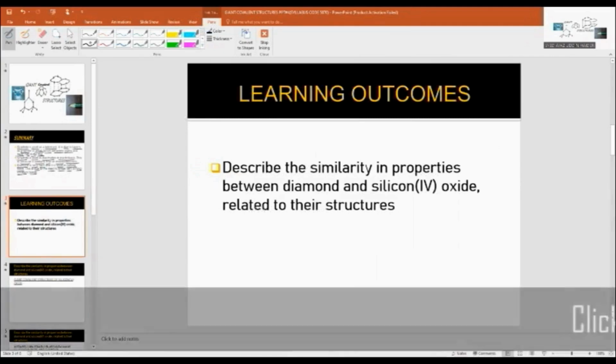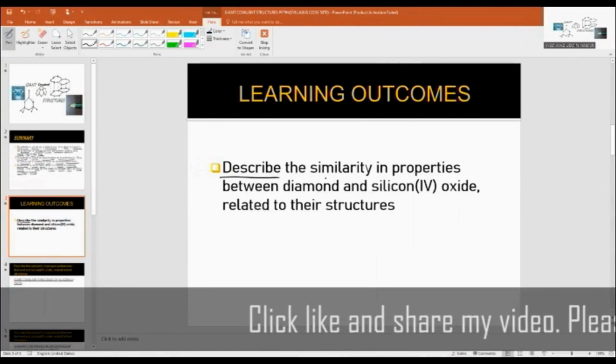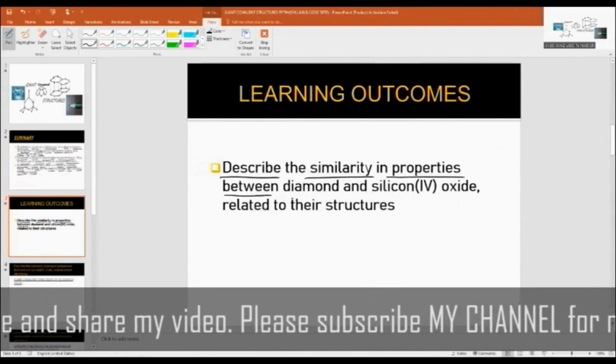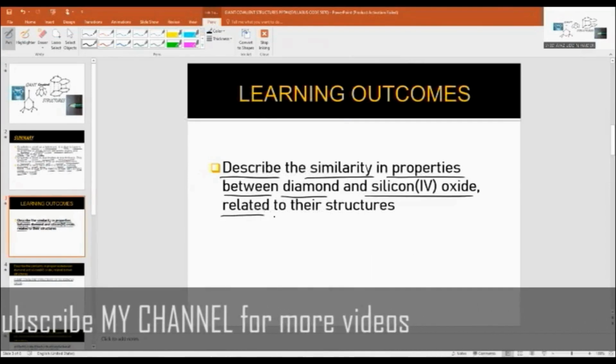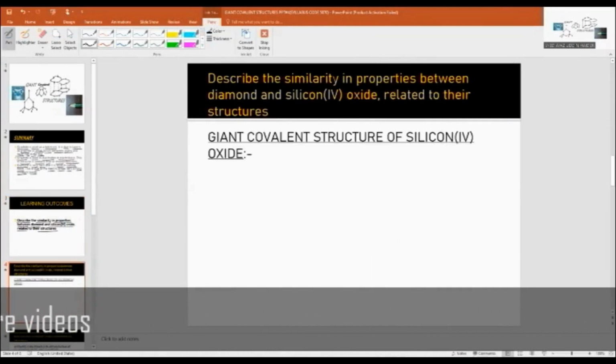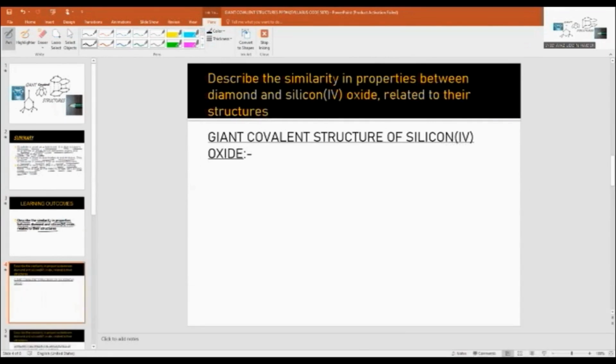This is the learning outcome of this lesson. Describe the similarity in properties between diamond and silicon 4 oxide related to their structure. First, I will draw the structure of silicon 4 oxide. Recall the structure of diamond. Now what you have to do, just simply place oxygen atom between two silicon.